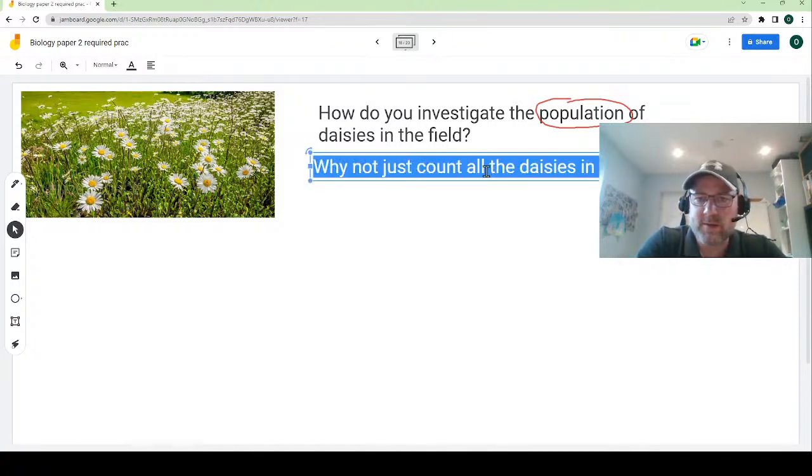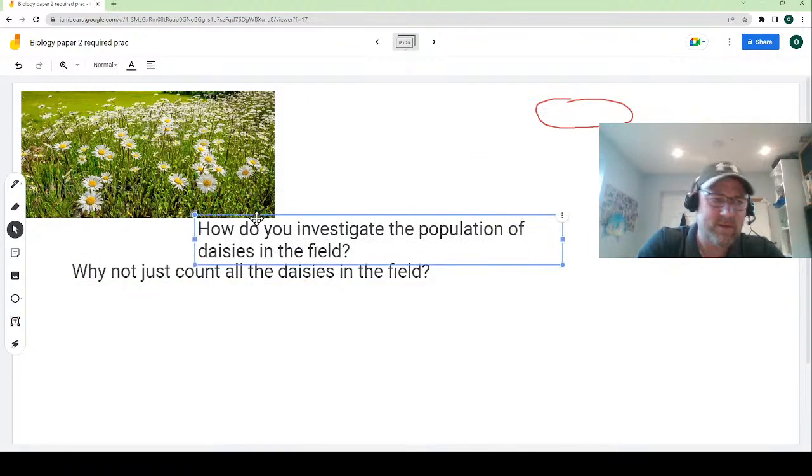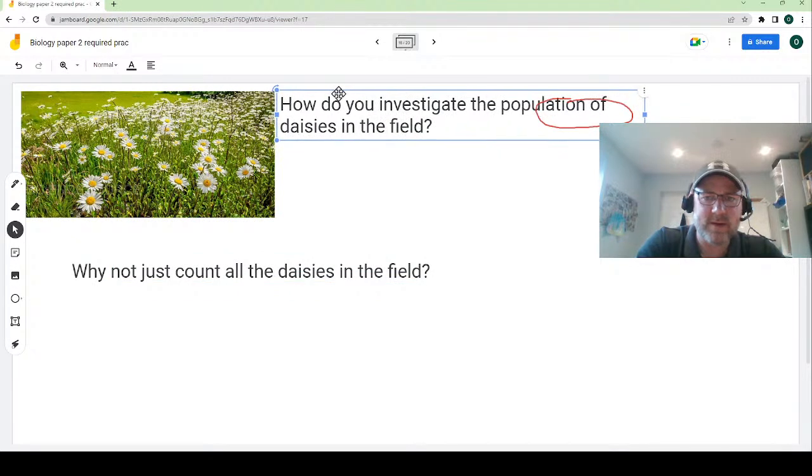Sorry, I just realised that's all under my photo there. Let's move those there. That would help. Oh yeah, you can see that.